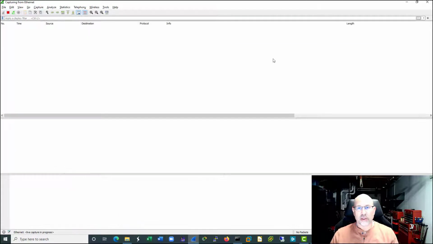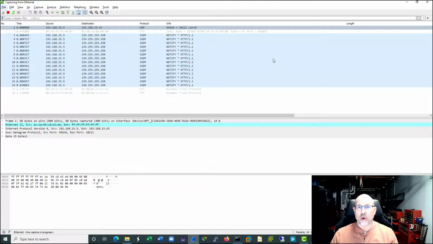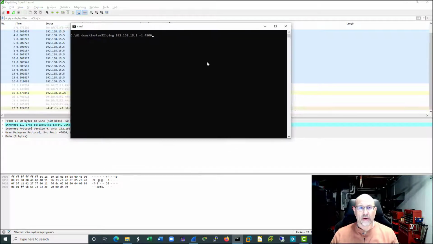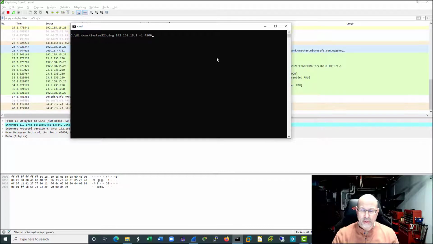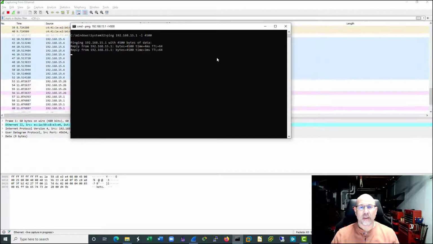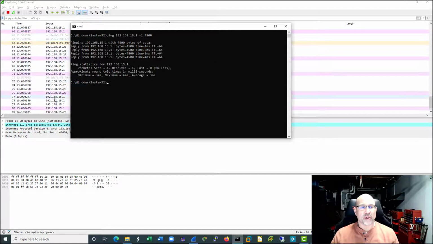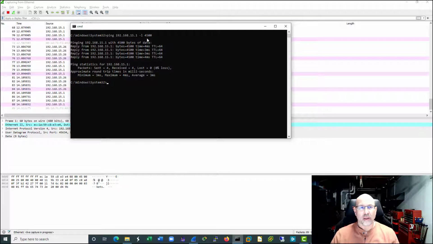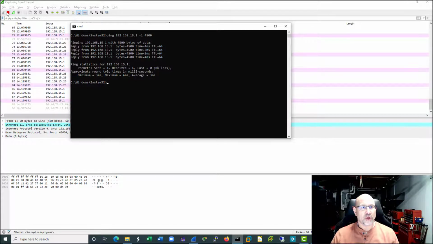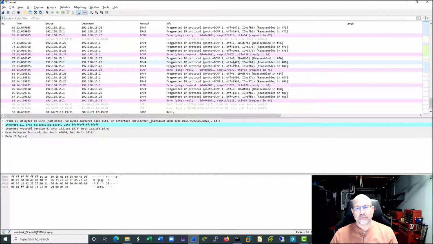And we'll just start this thing going, and then we'll go over and issue the command. Here's the command that we're going to run. So fire away, there we go. And it looks like we got some goodness happening here in Wireshark. So we're going to pause this for a sec.